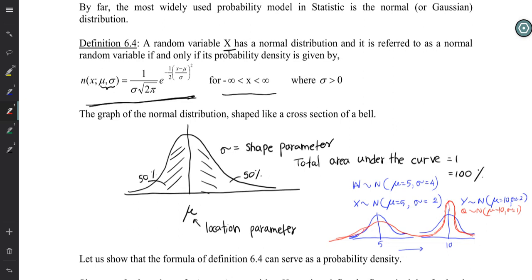Likewise, you can figure out the location and the shape of the bell of your normal distribution depending on the mean and the variance.